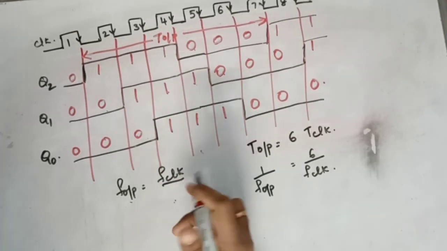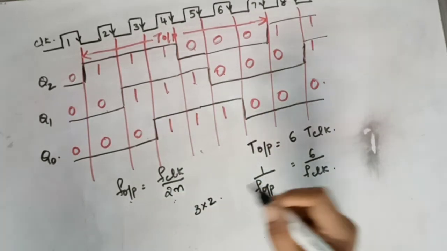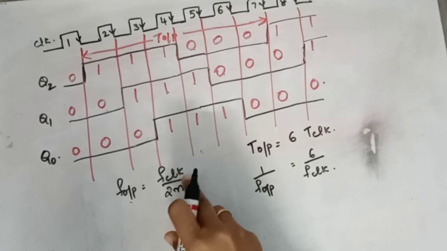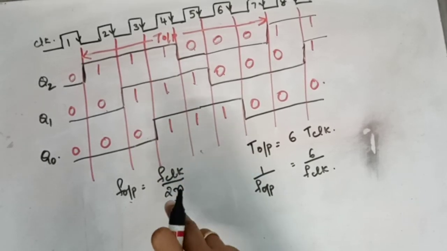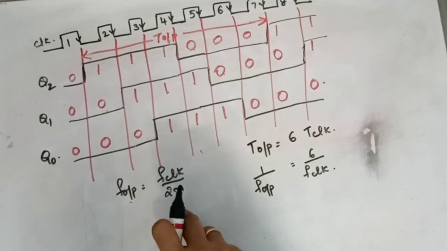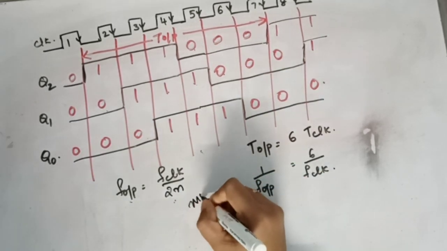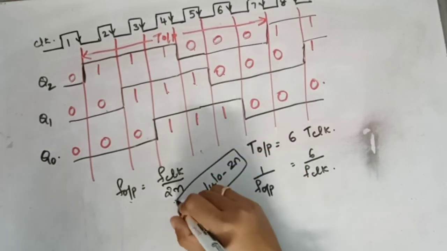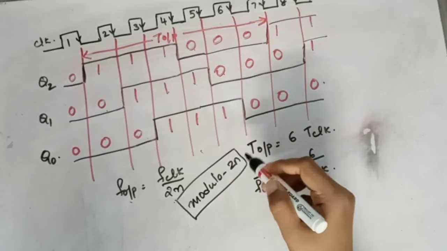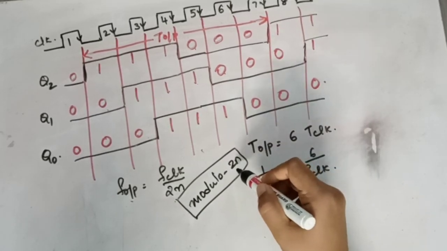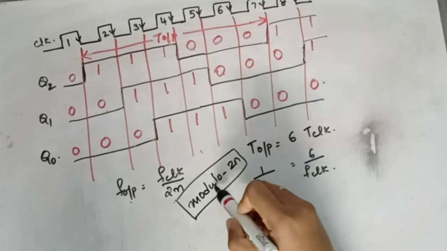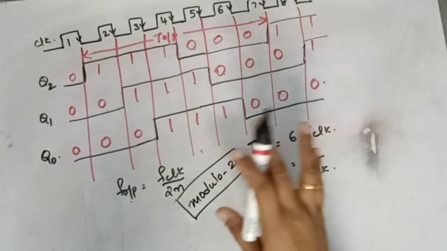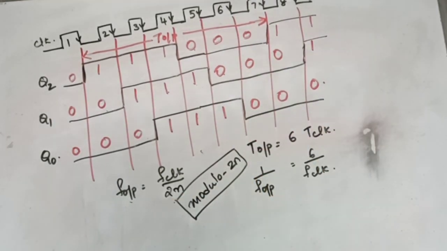So you can say that generally this is 2n, where n is the number of flip-flops. So the input clock frequency is divided by 2n, where n is the number of flip-flops. Okay, so this is also called as modulo 2n counter. Modulo 2n counter means the input clock frequency is divided by 2n. In the case of ring counter, it is modulo n counter. Okay, so that is the difference between a ring counter and a twisted ring counter.